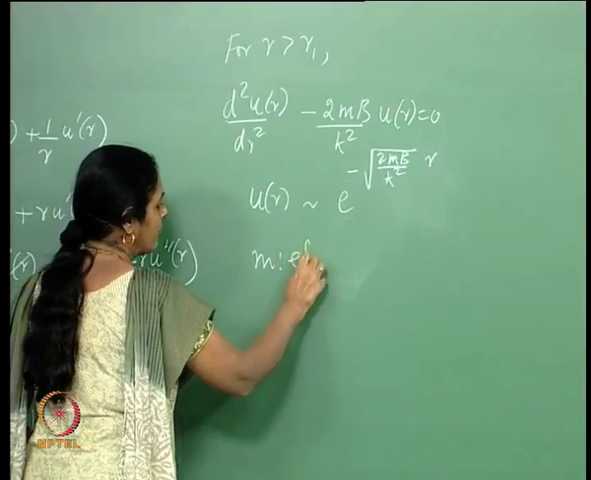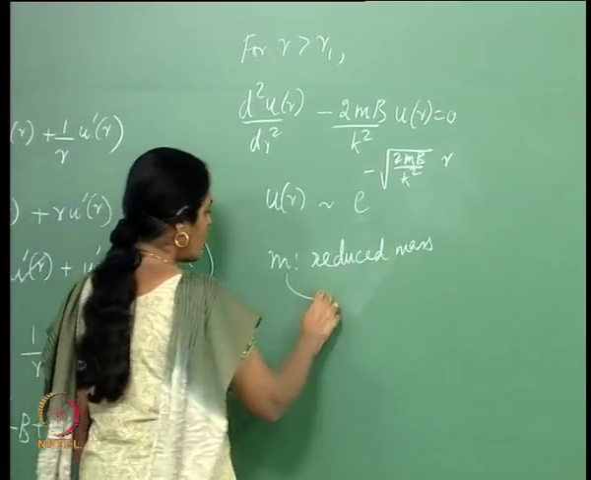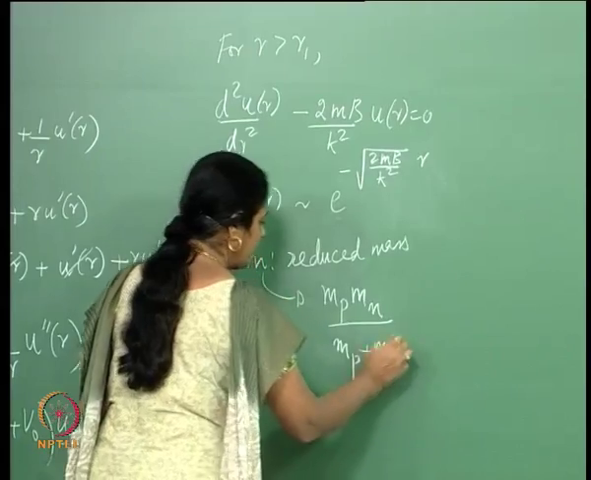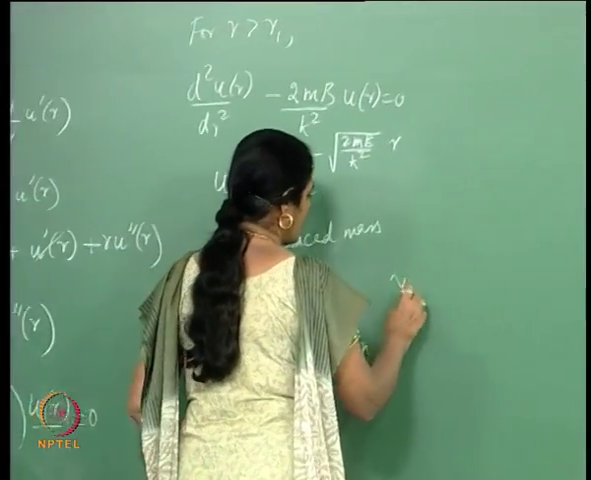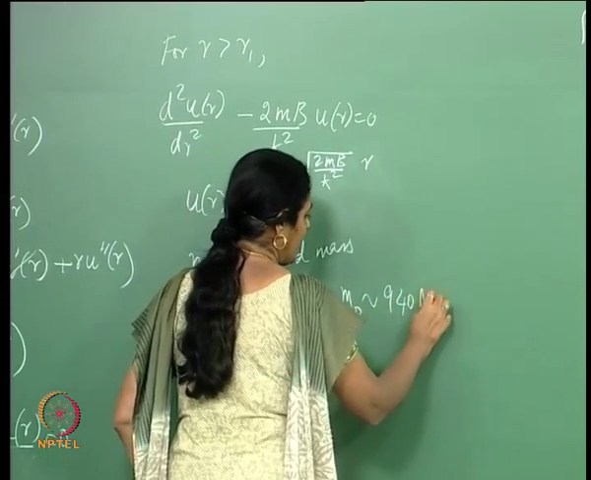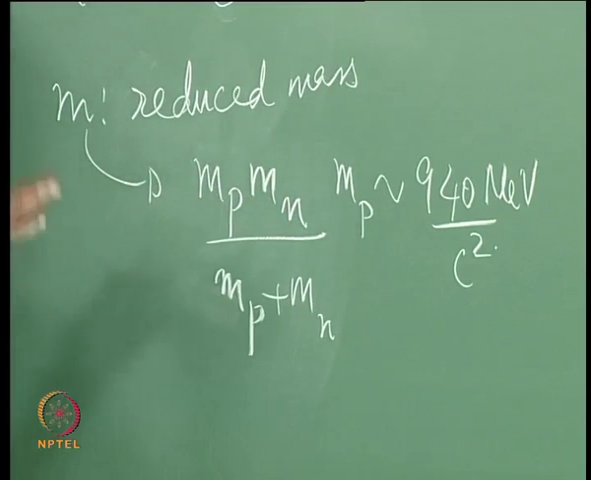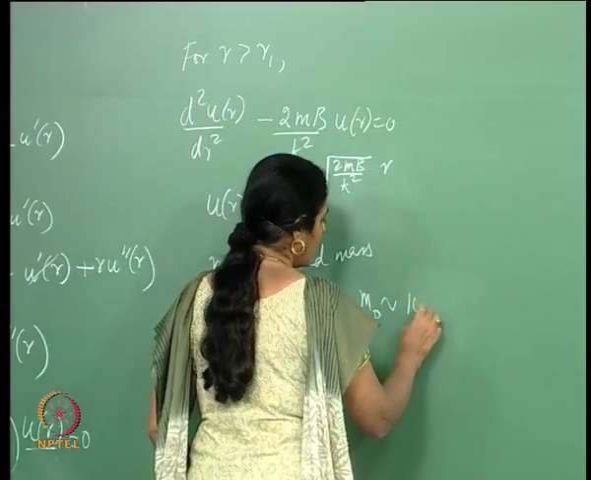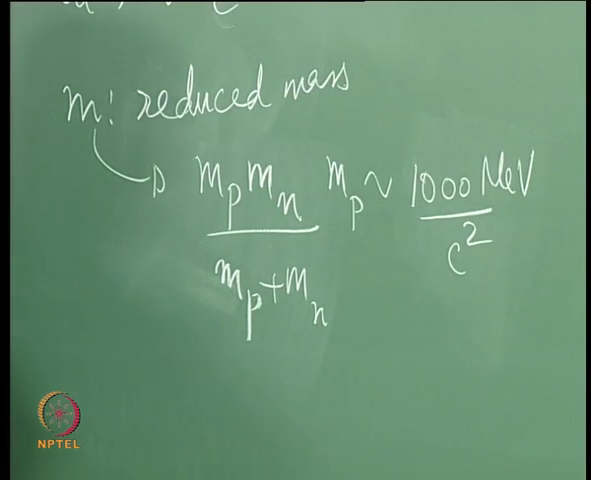The m here is clearly the effective mass or the reduced mass. In this problem, it is mp mn by mp plus mn. The mass of the proton is approximately equal to the mass of the neutron. So, its mp is approximately 940 MeV by c squared, and that is the same as the mass of the neutron. For purposes of this calculation, we can just substitute mp equals mn. I would even just say this is roughly 1000 MeV by c squared, should do. That is the same as mn.